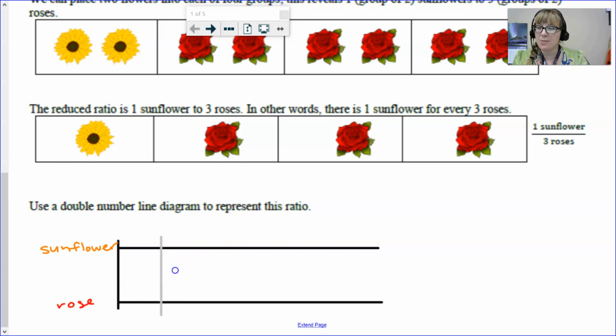Okay, and what I'm going to do is I'm going to make little marks on both lines, but I want them to be one on top of the other. So I'm going to make a line here for sunflower, and so right below it is going to be the line for roses. And that's why I'm using this line to make sure that they are stacked up neatly.